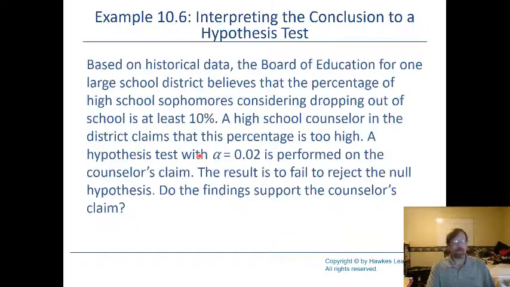All right, so next example. The Board of Education for a large school district believes that the percentage of high school sophomores considering dropping out of school is at least 10%. A high school counselor thinks that this is too high. They did a hypothesis test with alpha equals 0.02, so they want to be 98% certain that it's different. Their result was failing to reject the null hypothesis. Do the findings support the counselor's claim?